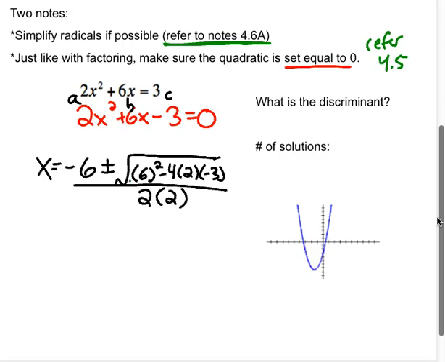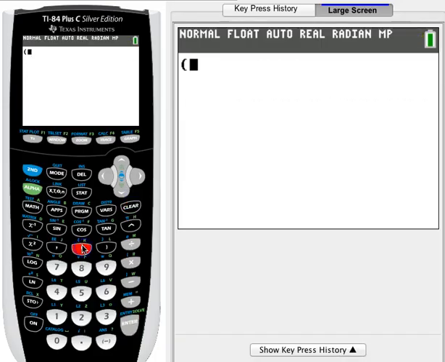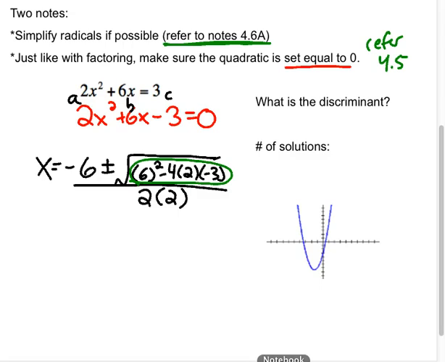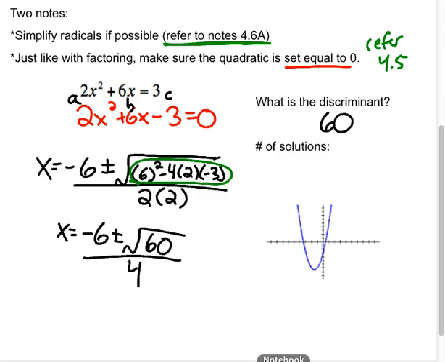Again, first things first, let's get this value right there. So I have 6 squared minus 4 times A times C, and I get 60. Let's go back here. That gives me 60 in there. So what I'm seeing is my discriminant this time, that number inside the square root, is 60.